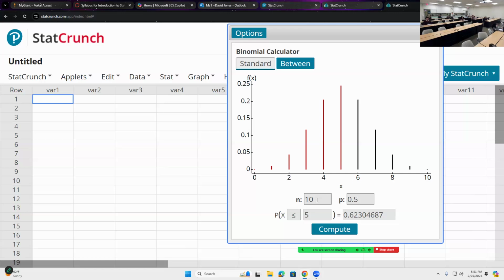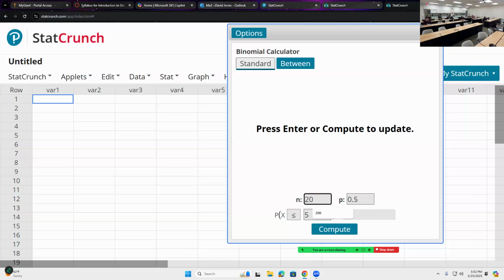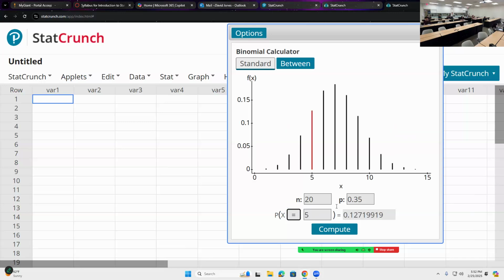All right, so it gives us our n spot. Our n was 20. We had probability of 0.35. And we wanted x equals 5. It actually defaulted to 5 for some reason, which was convenient. But notice we have a list of things to choose from. We want the equal one. Notice that the only red line is the line that's on 5. Pay attention to the red lines, it'll tell you what you're doing.